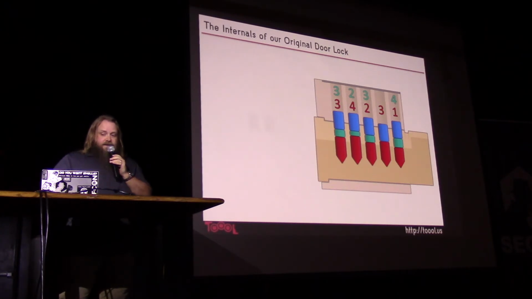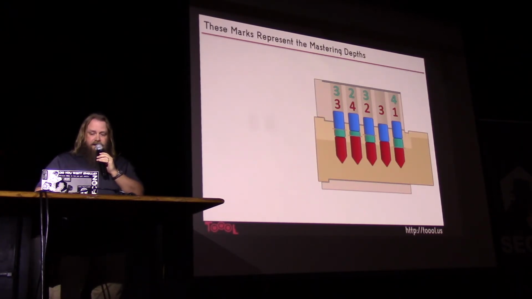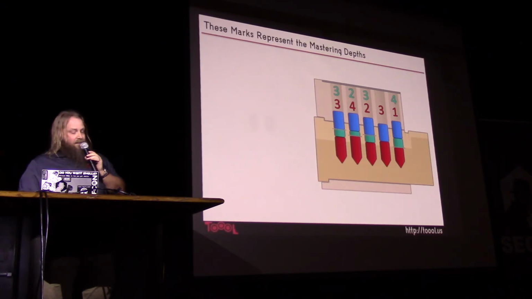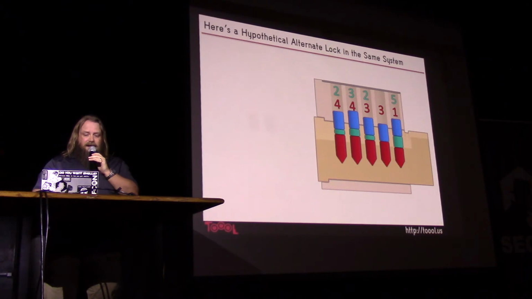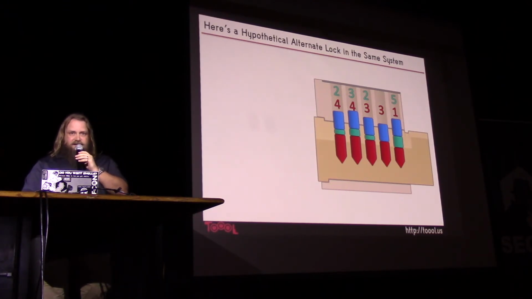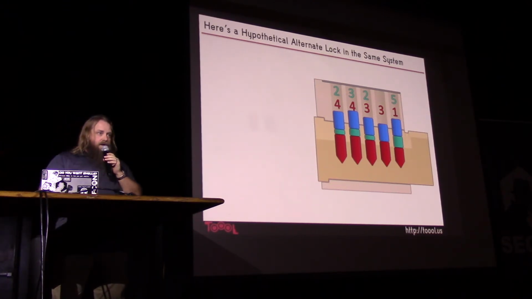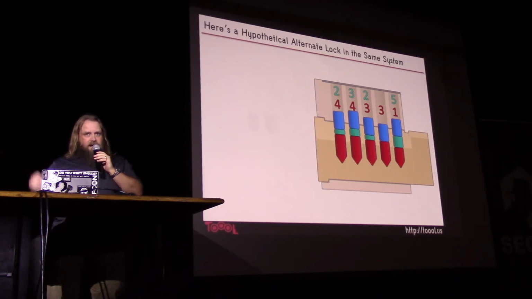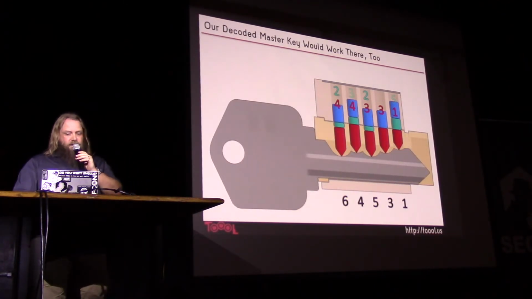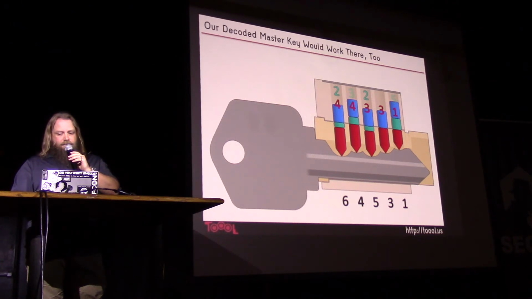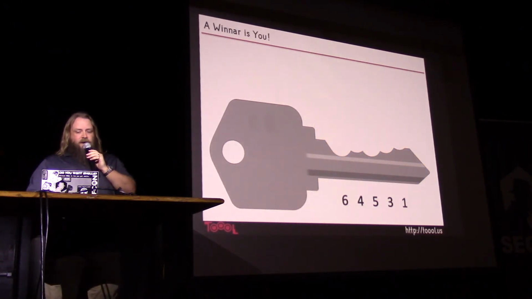So this is the internals of our original door lock. And we can see from the marks there, those are the mastering depths. So here's a hypothetical alternate lock in the same system. Say either your adversary or one of your buddies that you want to prank and, I don't know, do nasty things to his dorm room. So our decoded master key is going to work there as well. And you are the winner.